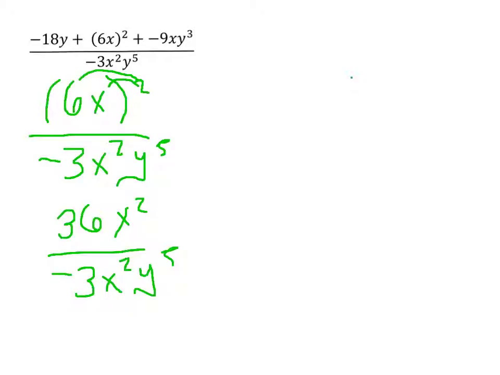So taking 36 divided by -3 will give us a negative 12. Then we have the two x squareds, which will divide out, leaving us -12y to the fifth, since there is no other y.